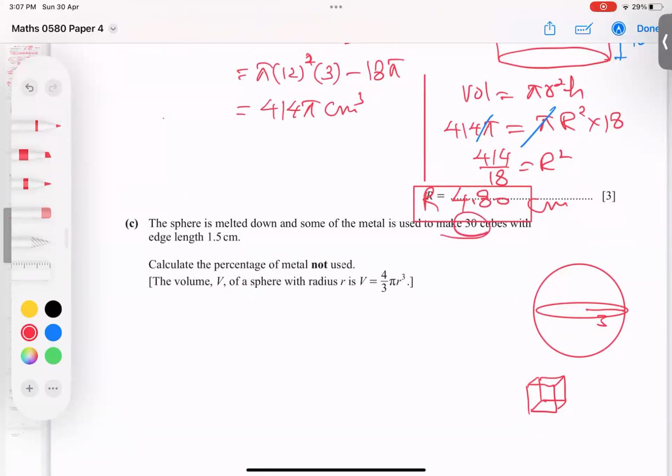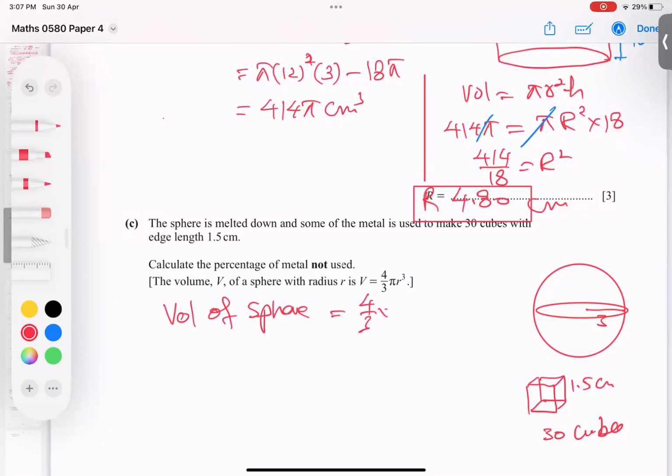30 cubes, make 30 cubes. So this kind of 30 cubes we have. And what is each edge? 1.5 centimeter. So what is the volume of the full sphere? Volume of sphere.